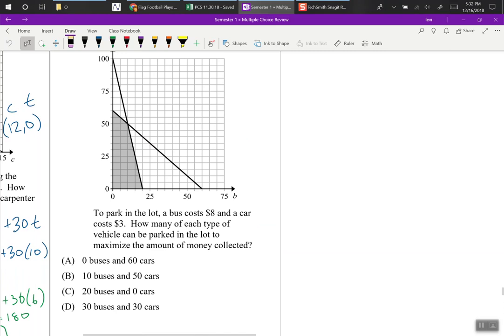So to park in the lot, a bus costs $8 and a car costs $3. So we want to maximize our profit of 8 times B plus 3 times C. So right here we've got a point at, what are we going up by? 5? 1, 2, 3, 4, 5, yeah, so that's 60. 0, 60. And buses is the X, and cars is the Y, so this is B and C.